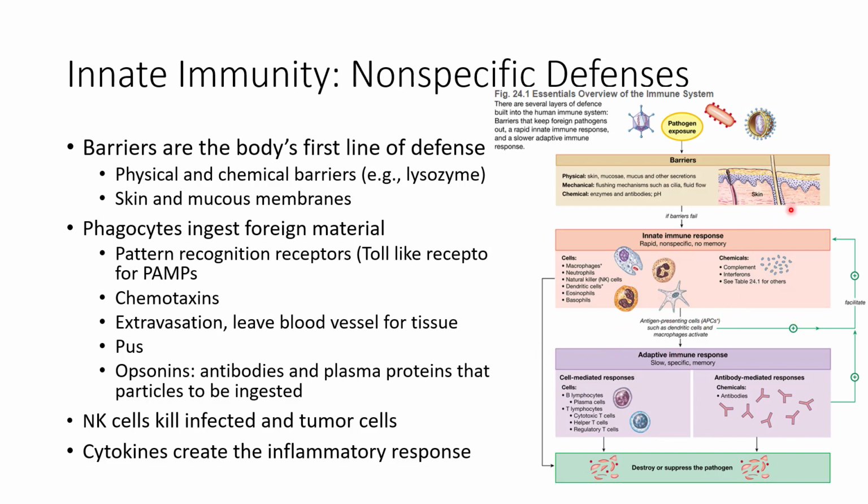Other things that we find with the innate response, things like pus. This is where we have a lot of white blood cells leaving the blood vessel for the tissue. That's why we find pus. We also have opsonins, which are antibodies and plasma proteins that are then ingested. Also in the innate response, we'll have our natural killer cells. These are fighting off tumor-type cells, and it's usually directed by cytokines, which are proteins that initiate that inflammatory response.